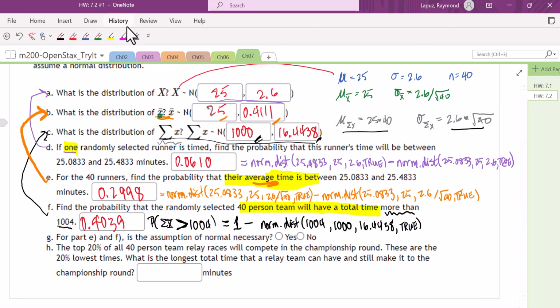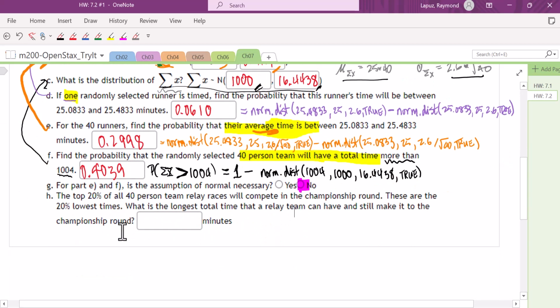All right, we are in part G. It's asking if the assumption of normal is necessary according to the central limit theorem. It doesn't matter what kind of distribution you have when we're finding, for a large value of n, the mean distribution or the sum distribution. It doesn't matter if the original distribution is normal or not. We're still going to end up with a normal distribution with those.